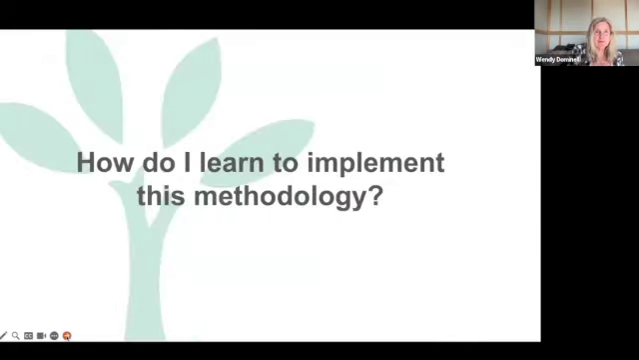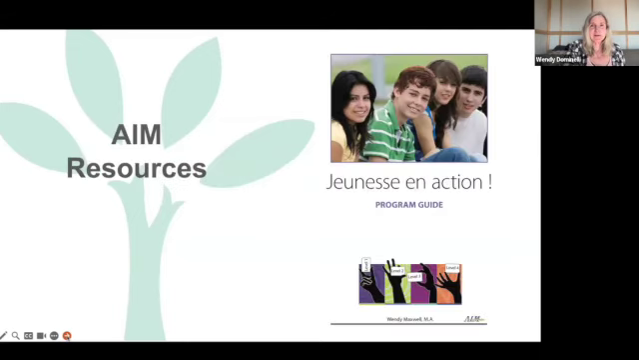So we approach grammar from a 3-step inductive approach. We talk about this in our trainings as we go through. So this leads us right into how do we implement AIM.